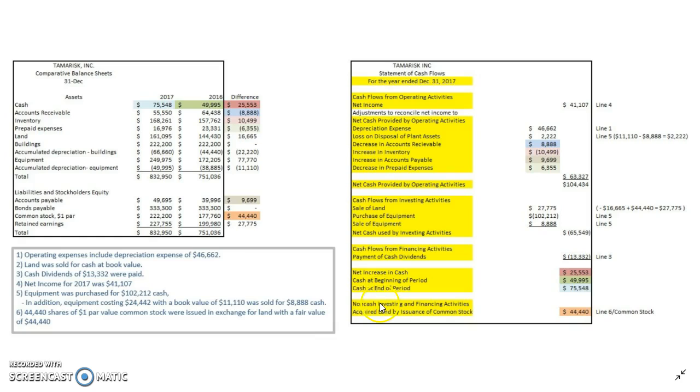And finally, the thing that we put at the end is non-cash investing and financing activities. I wasn't too sure where that amount would go, but anyways, it's land acquired by issuance of common stock, and that's $44,440, and you'll see it on line 6 here. You'll also see the same amount in common stock here. So basically that's how we complete our cash flow.